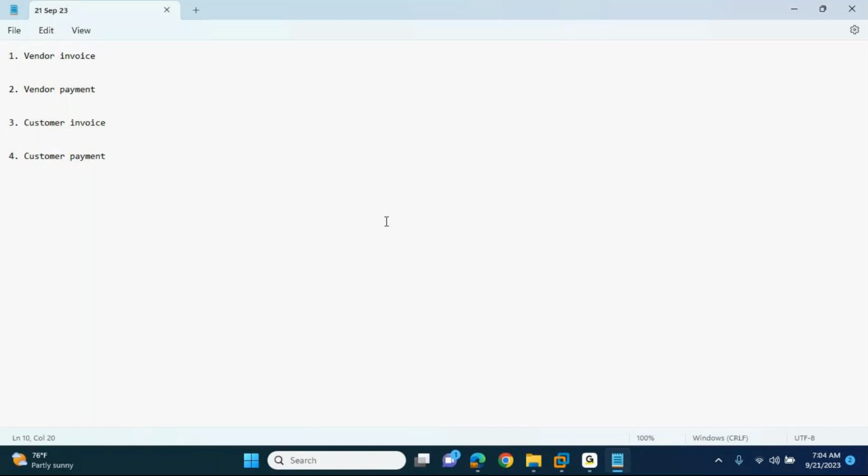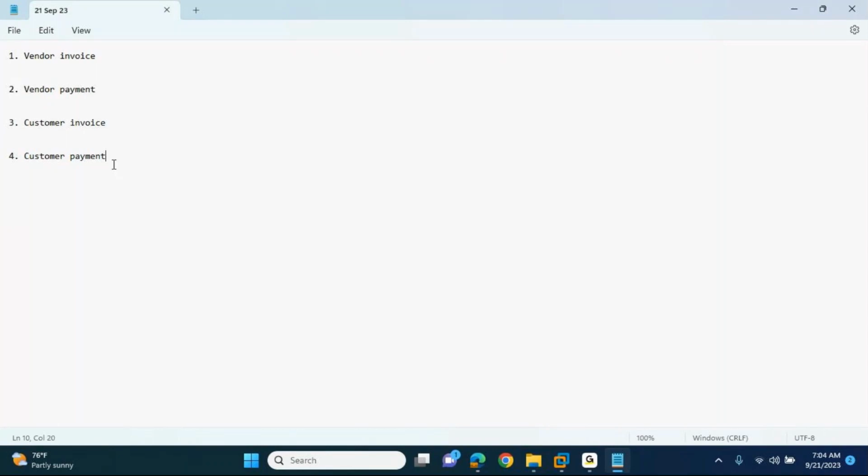So, if you want to learn finance, finance is not complex. Only 4 transactions you should know. One is vendor invoice, vendor payment, customer invoice, customer payment. These 4 transactions, if you are able to follow what is debit, what is credit, that is enough. Okay, it is very simple.